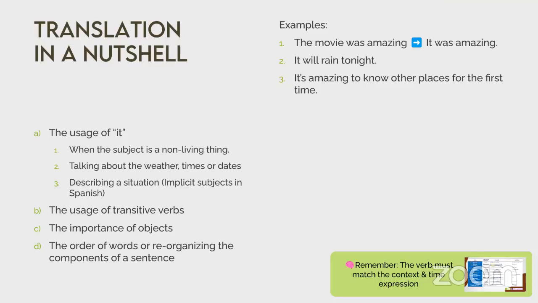"For the first time." Don't think in Spanish, because in Spanish you are thinking of the connector "para." This is not "para." It's "for the first time," a complete expression altogether. Por primera vez. Exactly.